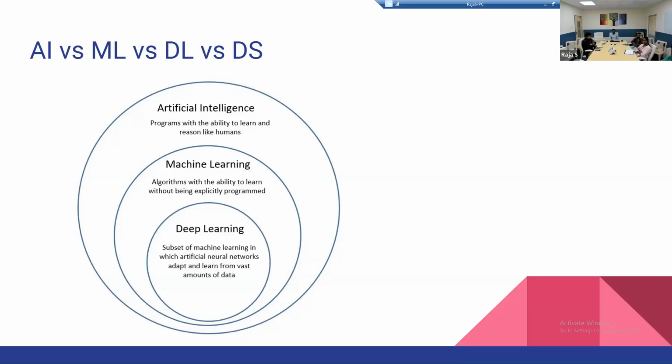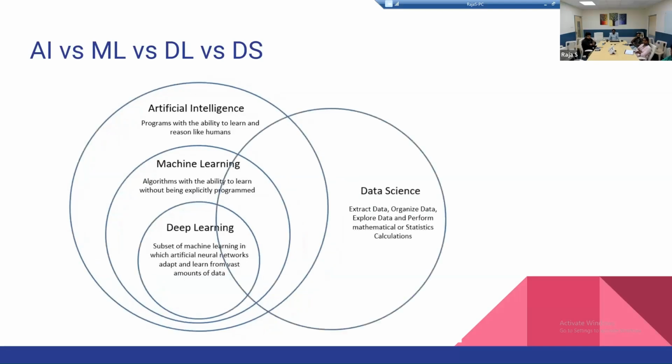Next, then where is data science? So data science is a separate field. Okay. So in data science, we will be doing data extraction, organizing the data, exploring the data, and performing some mathematical and statistical calculations. Okay. So all this comes under data science. Here you can see it is intersected with all the others in this Venn diagram. It is intersected with all these circles.